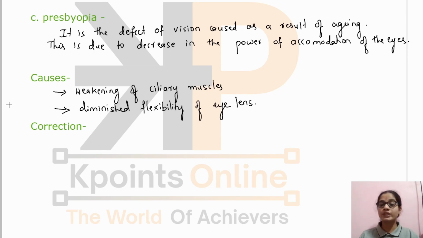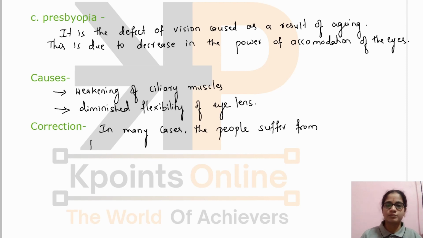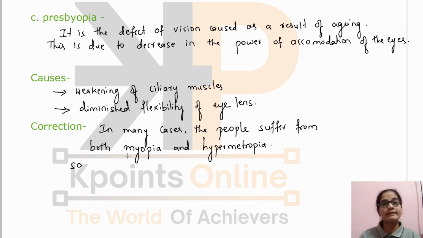In such cases, we need to use two types of lens in our spectacles. That is called a bifocal lens. A common type of bifocal lens consists of a concave lens on the upper part and a convex lens on the lower part. So, in many cases, people suffer from both myopia and hypermetropia. So, to correct this defect, we have to use the bifocal lens.